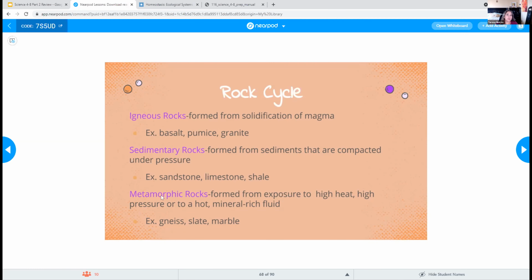And then metamorphic rocks, again, they have to be exposed to either high heat or high pressure or to a hot mineral-rich fluid, or exposed to all three. And that's how it forms those rocks. So a common example would be gneiss, slate, and marble.